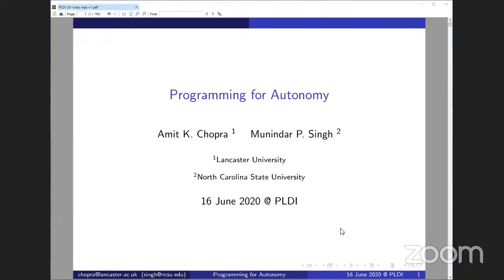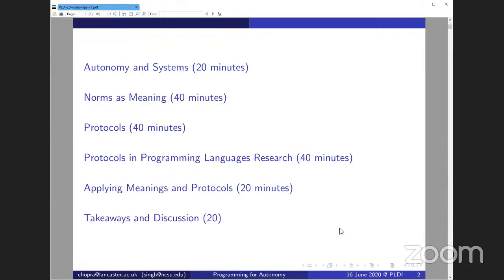So what we're going to talk about today is programming for autonomy from the perspective of multi-agent systems. And in particular, when you say autonomy, we really do mean autonomy. There are many approaches in computer science that use the term autonomy, but they don't quite take it seriously like we show here. Our overall argument is that by not taking it seriously, they actually omit a lot of important considerations of autonomy.